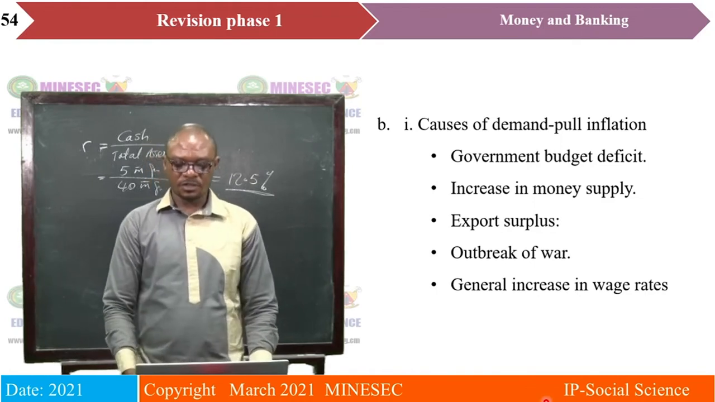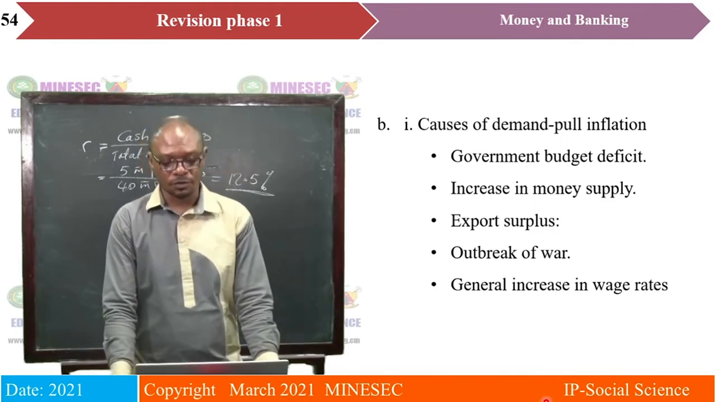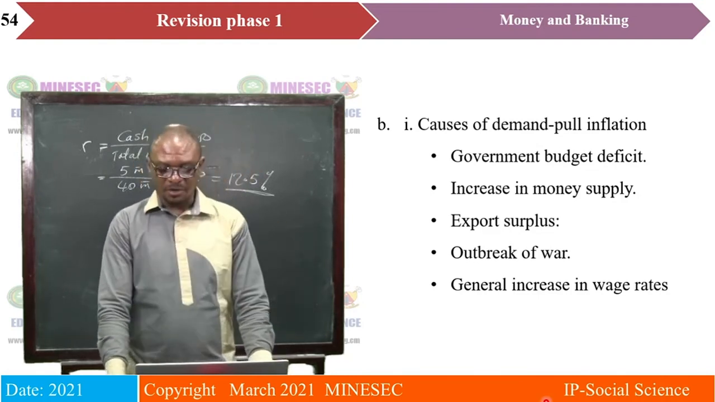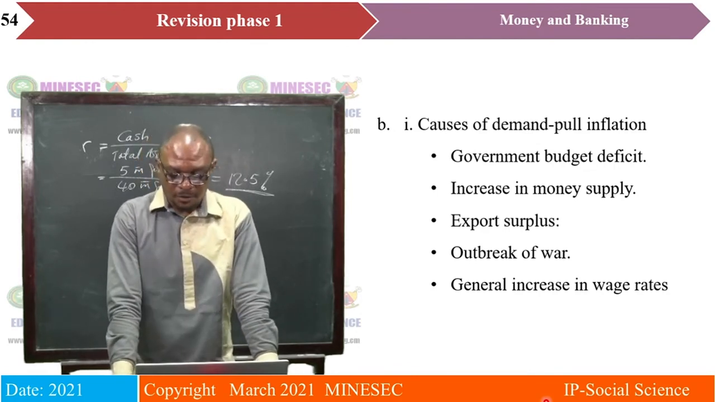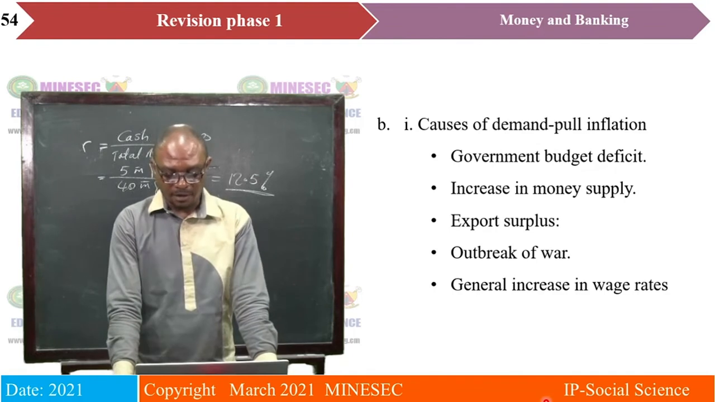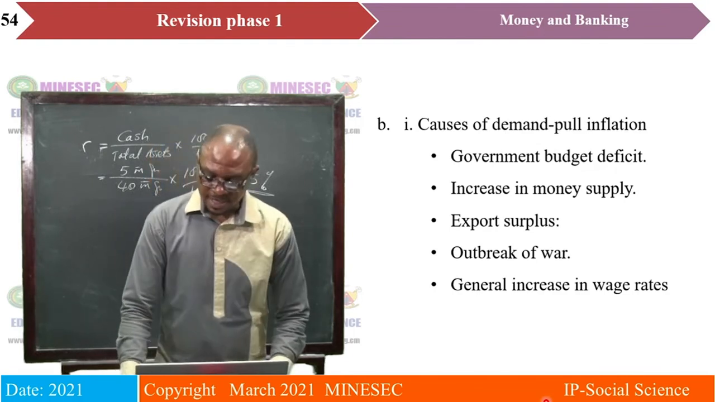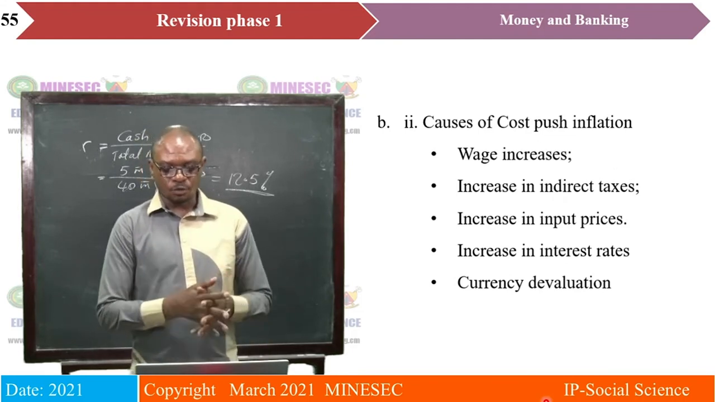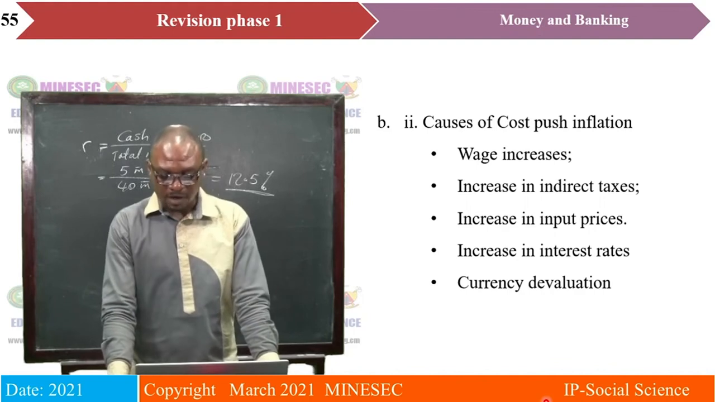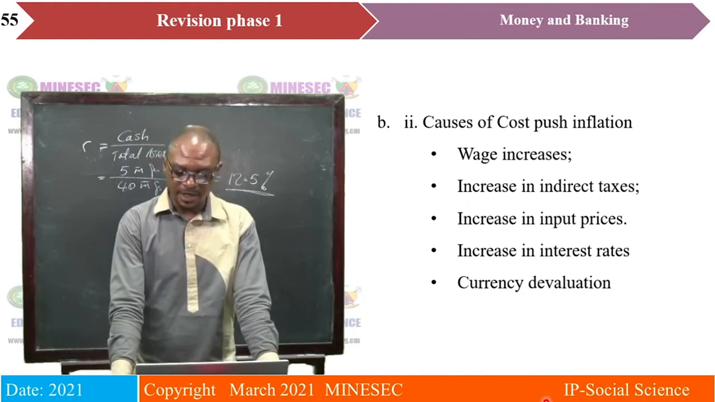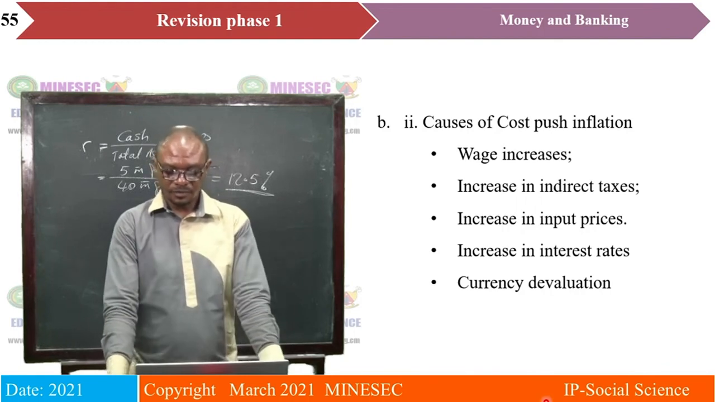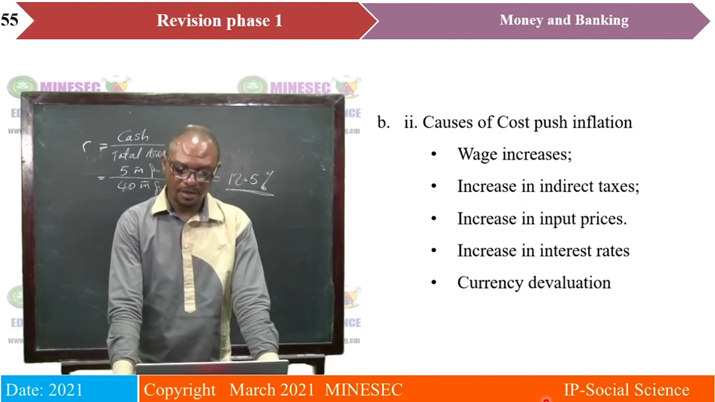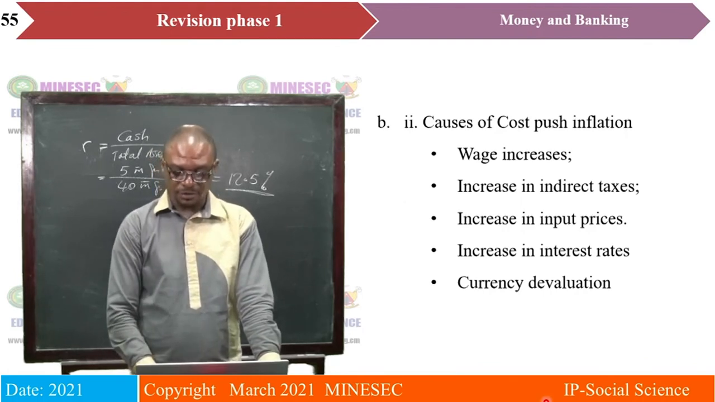B, the causes of demand-pull inflation. I think we have gone through those causes: government budget deficit, increase in money supply, export surplus, the outbreak of war, general increase in wage rates. And B2, causes of cost-push inflation. We have wage increases, increase in indirect taxes, increase in input prices, increase in interest rates, currency devaluation.